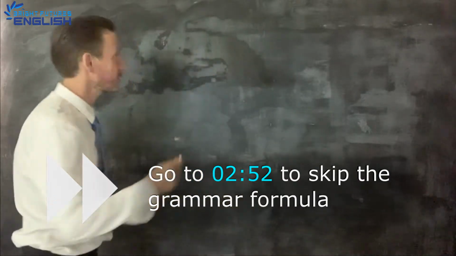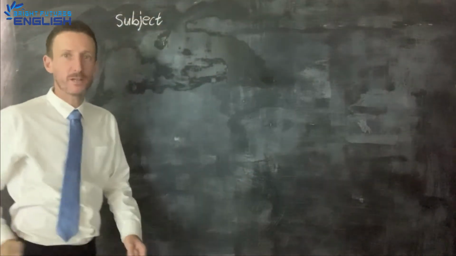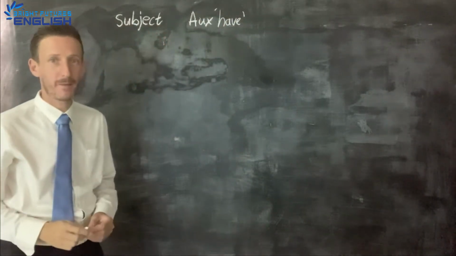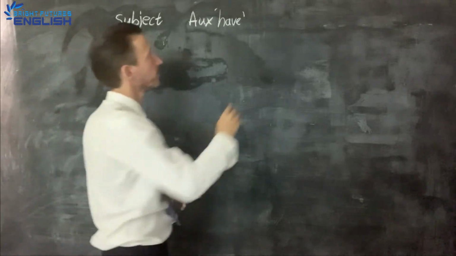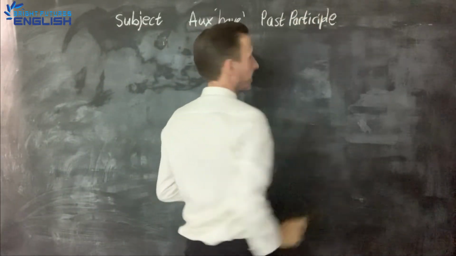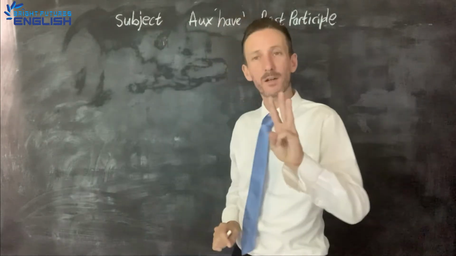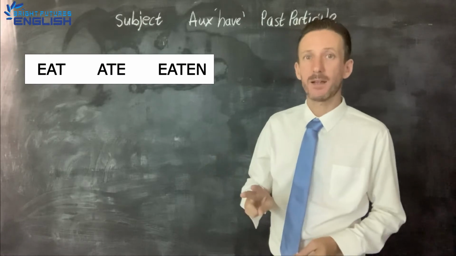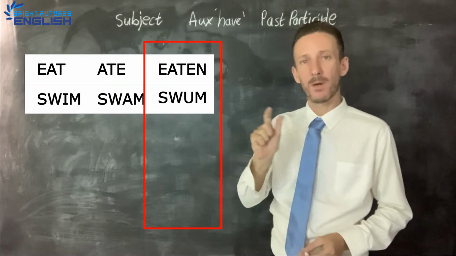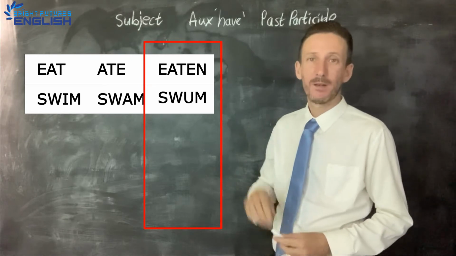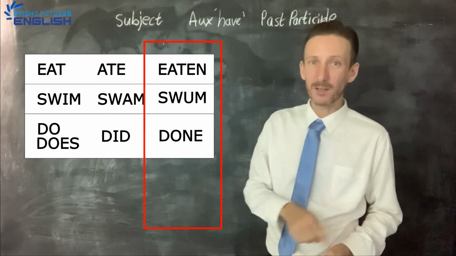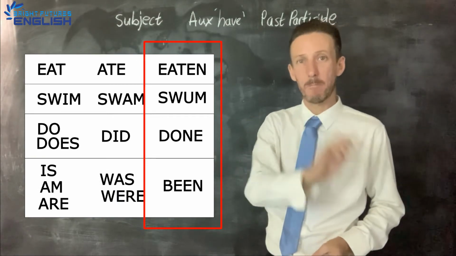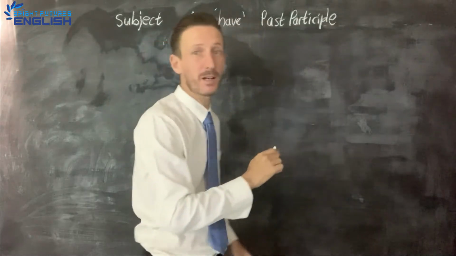We have the subject, the auxiliary verb to have, the verb in the past participle form. The past participle, remember, is the third form of the verb. So, for example, eat, ate, eaten; swim, swam, swum; do, did, done; am, is, are, was, were, been. And finally, any object.